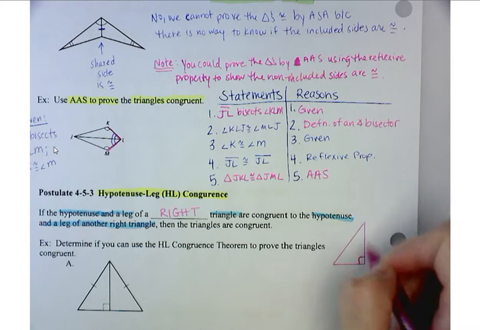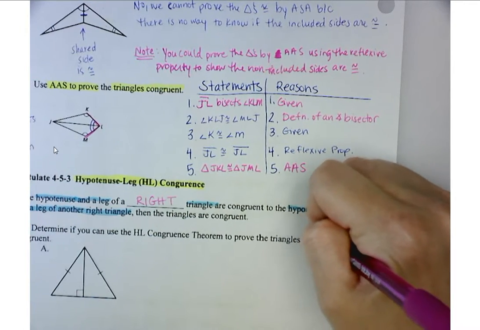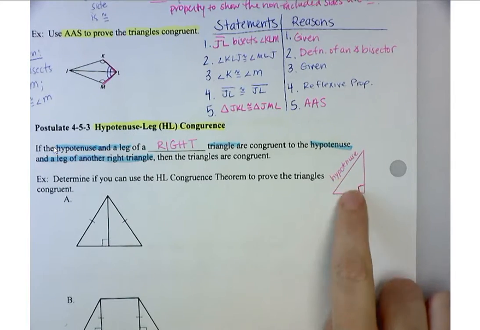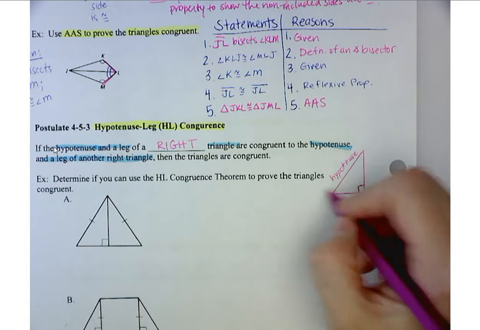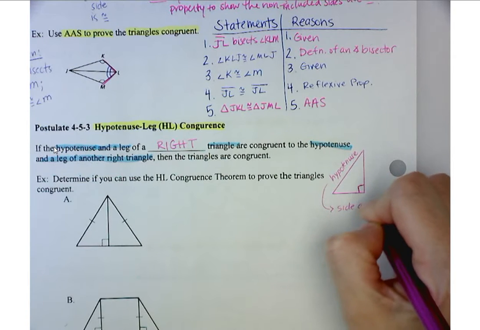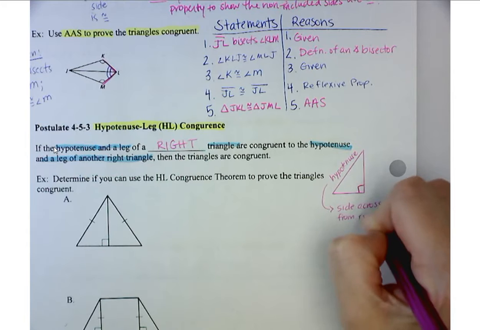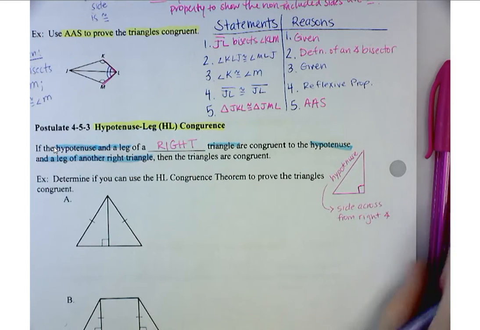Just kidding. We don't have hypotenuses. Okay, so the hypotenuse is always across from the right angle. That's why it's special. So the hypotenuse you can always find because it's the side across from the right angle. Did you guys already know that? That's going to come in handy later on in the year as well.